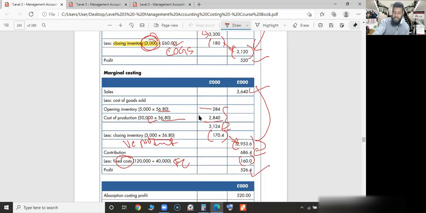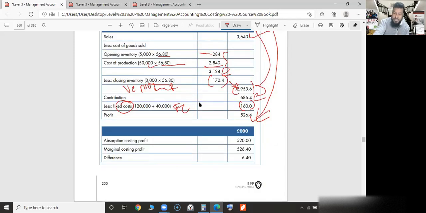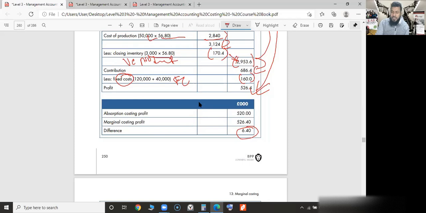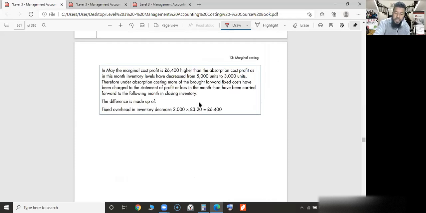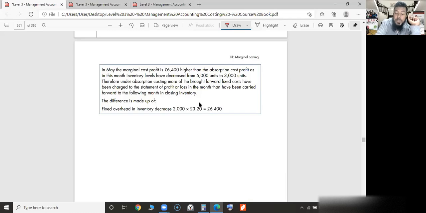Now look at this. Profit is higher under marginal costing. That's higher by 6,400, and that is again because of fixed cost. What was the change? 5,000 was opening, closing was 3,000, wasn't it? So there is a decrease by 2,000 units, and decrease by 2,000 times the fixed cost per unit. Fixed cost is tied up in the closing inventory. 3.2, that's your 6,400.